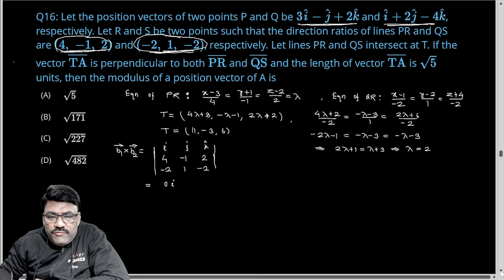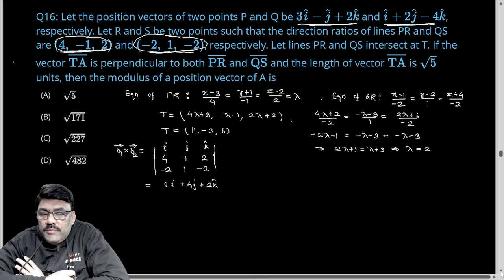2 minus 2. With j I will get minus 8 and plus 4, so 4j. And with k I will get 4 minus 2. Let me check once again. 4 minus 2, yes, plus 2k. So this is B1 cross B2.